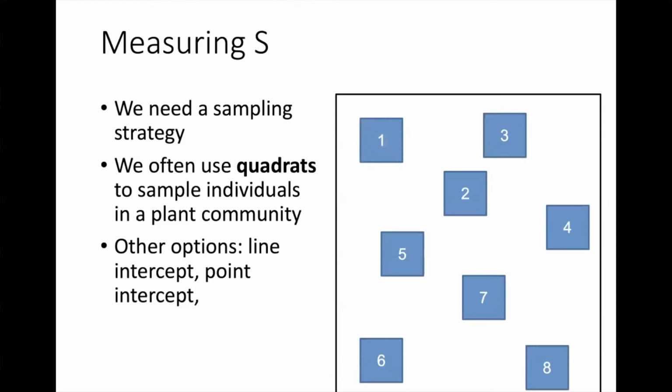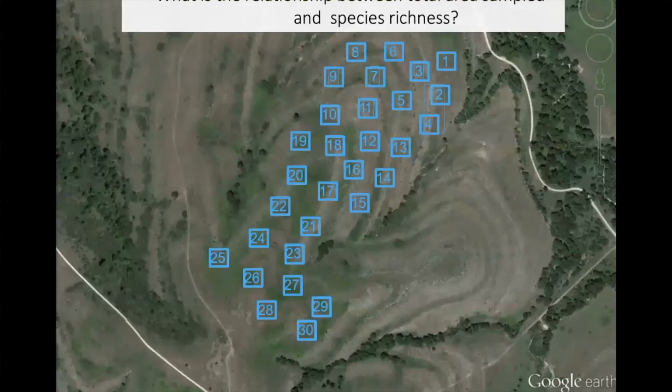And here's an example of a way you could look at the relationship between the total area sampled and the species richness that you measure at a place like Kanza. So you could have a whole bunch of plots, 1, 2, 3, 4, 5, 6, all the way across here. Each one of these plots has a certain area. So by the time you sample the second one, you've doubled the area that you've sampled so far. And eventually, as you get to number 30 here, you've probably sampled about a third of the total area on the map, on this one little ridge here.